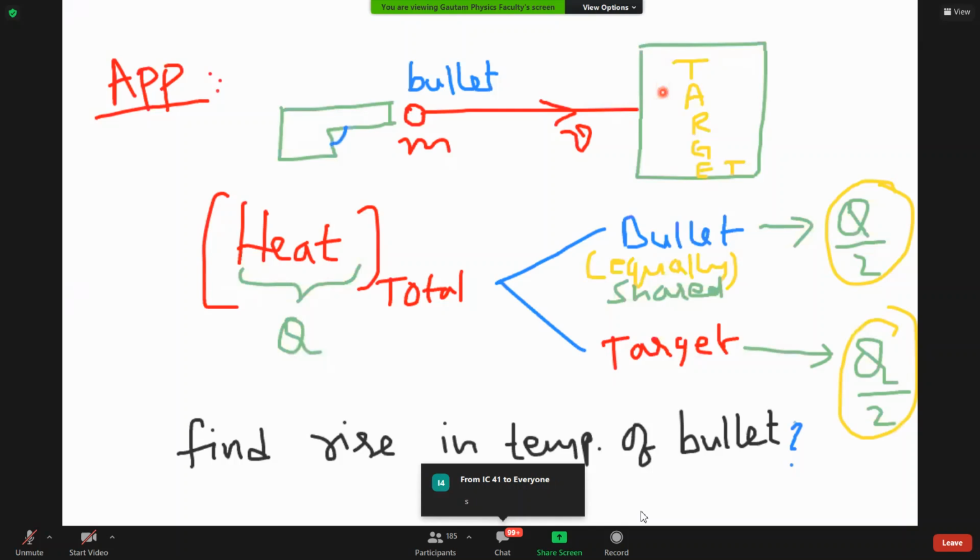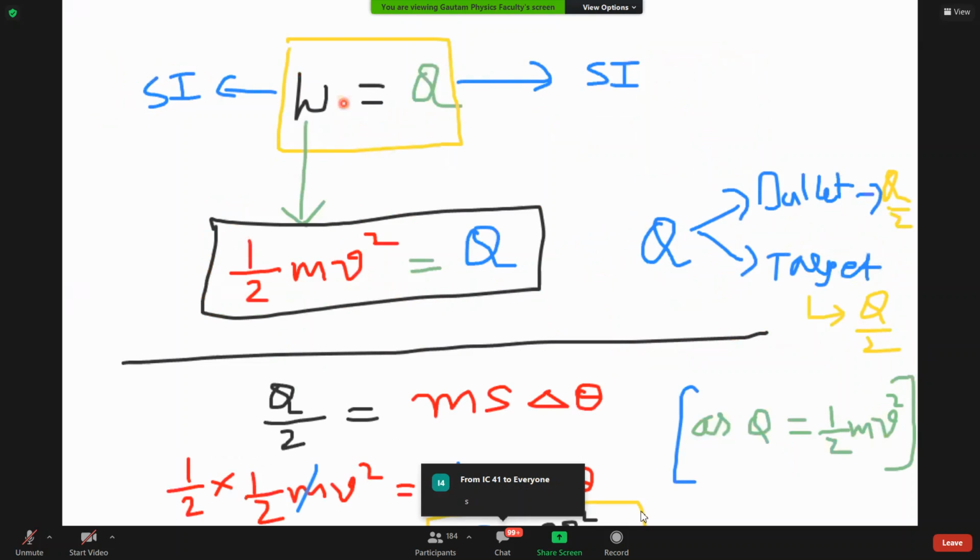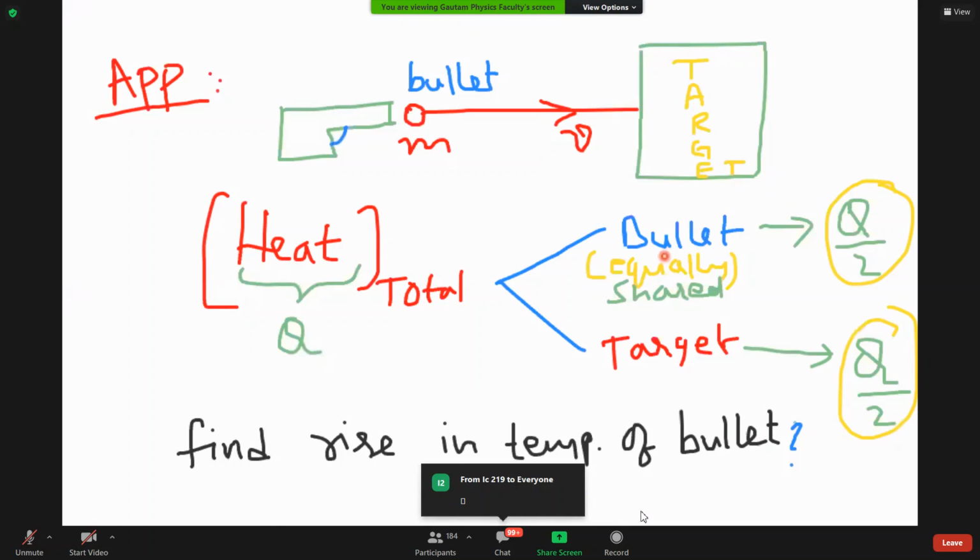So what happened to the bullet? Work done by the bullet, meaning the moving bullet: half mv square is equal to Q. Kinetic energy equals heat energy. Suppose some Q energy is produced here. That Q energy is equally shared between the bullet and the target, so both are getting Q by 2.